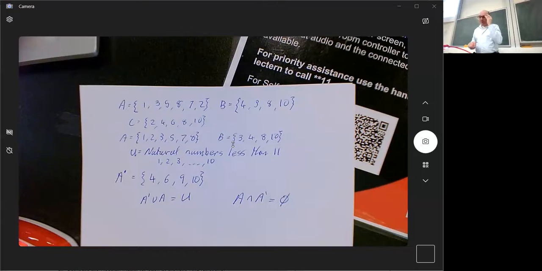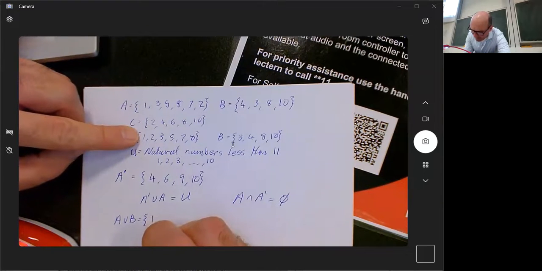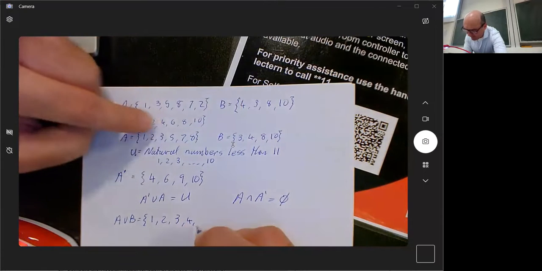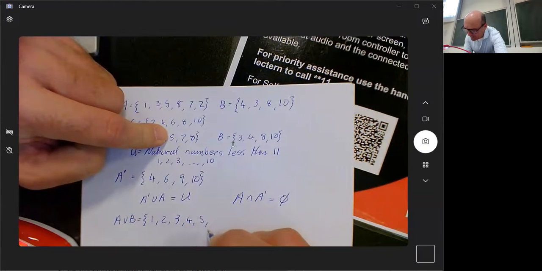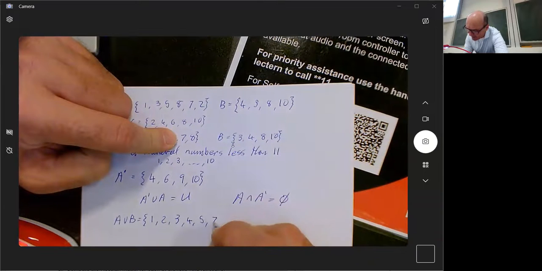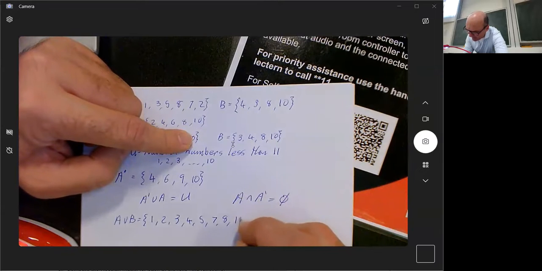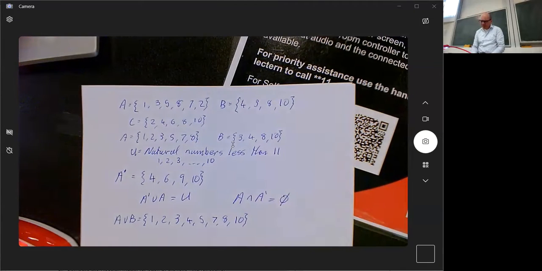Okay. Let's talk about doing A union B. This should be the set of everything that's in A or B. So 1 is in there, 2 is in there, 3 is in A, 4 is in B, 5 is in A, 6 is not in either A or B, but 7 is, and 8 is, 9 is not, and so 10, but 10 is. So you notice there's only 2 gaps here. There's 6 and 9. There's only 2 numbers that are missing from this set.